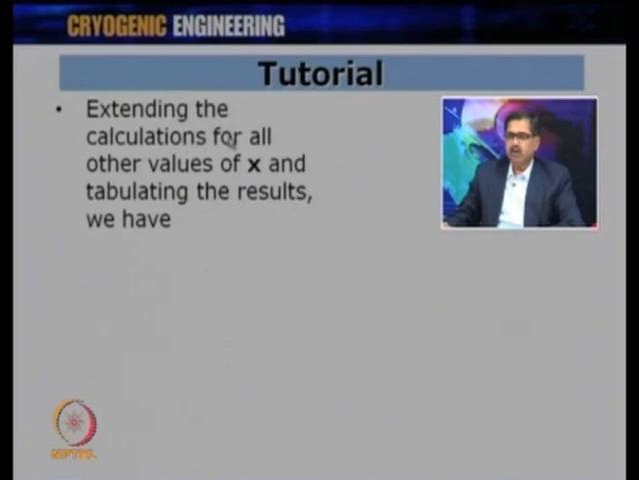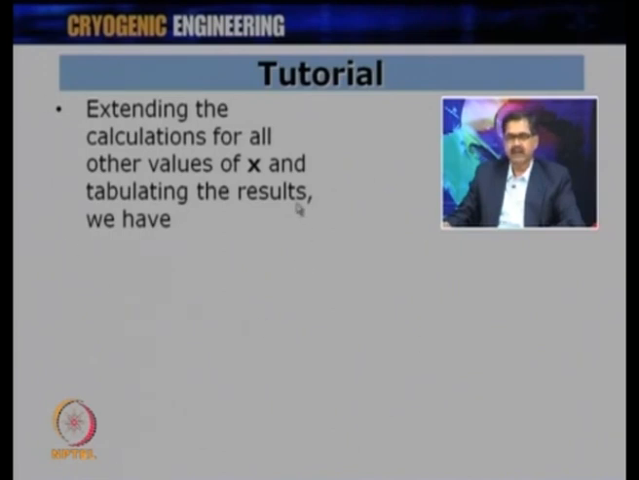Extending this calculation for all the values of x and tabulating the result. I have just calculated the value of y and W by mf for x equal to 0.2, for T3 equal to 225 Kelvin. Now, I will give a sweep to the value of x from 0.1 to 0.9. Remember all the discussion we had earlier regarding where we use this expression, and after a limiting value what expression we use to calculate the value of y.